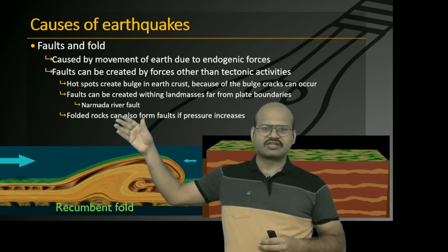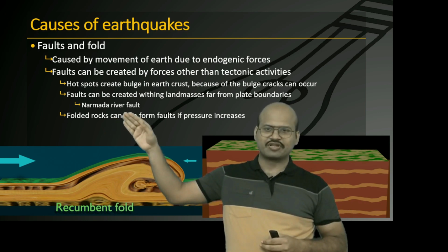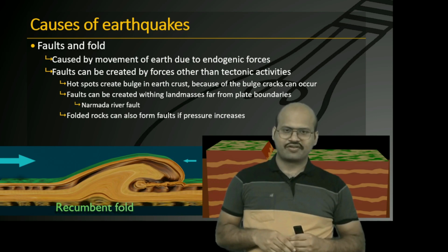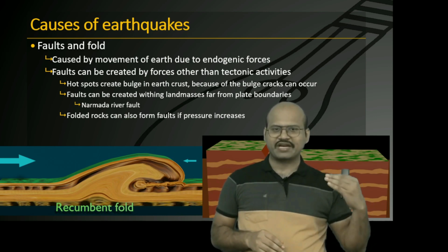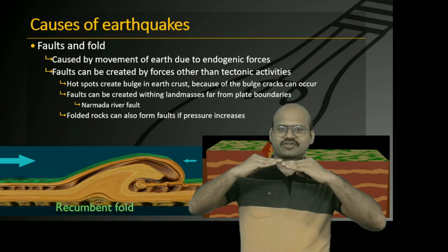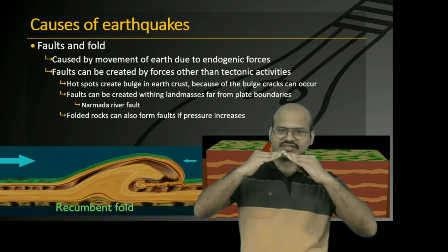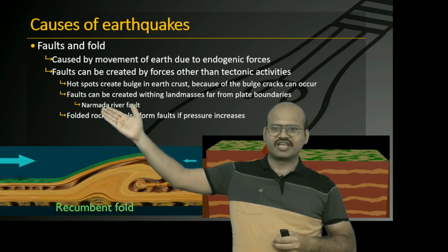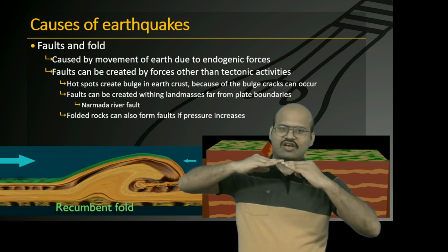Narmada River fault and Tapi River fault are examples of this kind of faults, where because our Indian plate was subducting under the Eurasian plate, the whole landmass was under huge tension, and it was at the Narmada fault that a crack occurred.